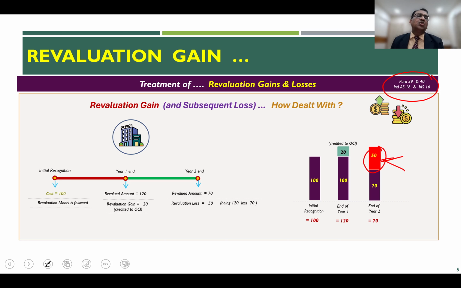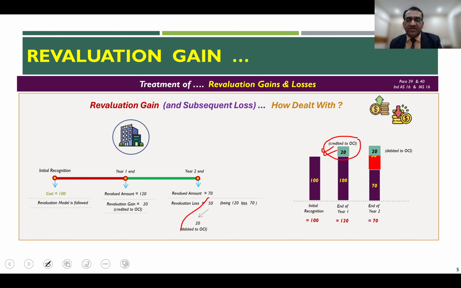needs to be split into two parts when you are doing the recognition and reporting of this 50 rupees. The first part is that, to the extent of the revaluation gain which already exists, that 20 rupees which you recorded at the end of year number 1, you can utilize this amount and offset. That means out of the 50 rupees, 20 rupees you will take out from OCI, and therefore the OCI will become 0 for this particular line item of the asset.